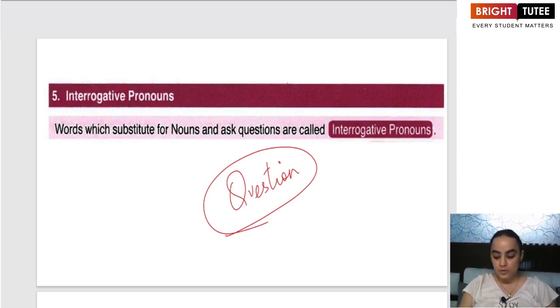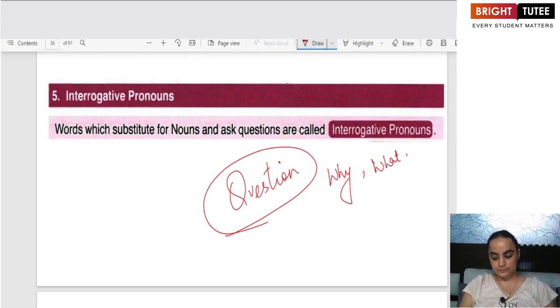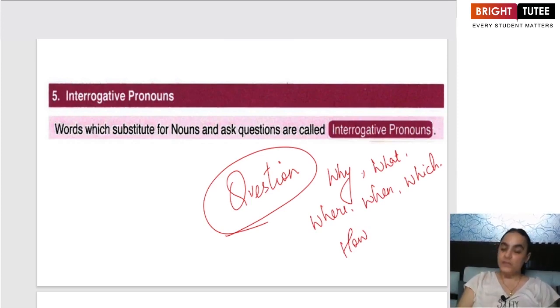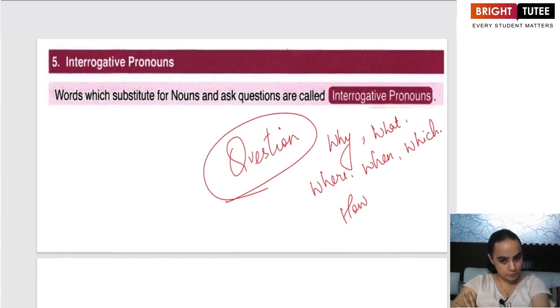Now what are the question words that we have? The WH family words. Why, what, where, when, which, how. Okay, so these are my question words that we use most often. Let us understand where we use each of these interrogative pronouns.